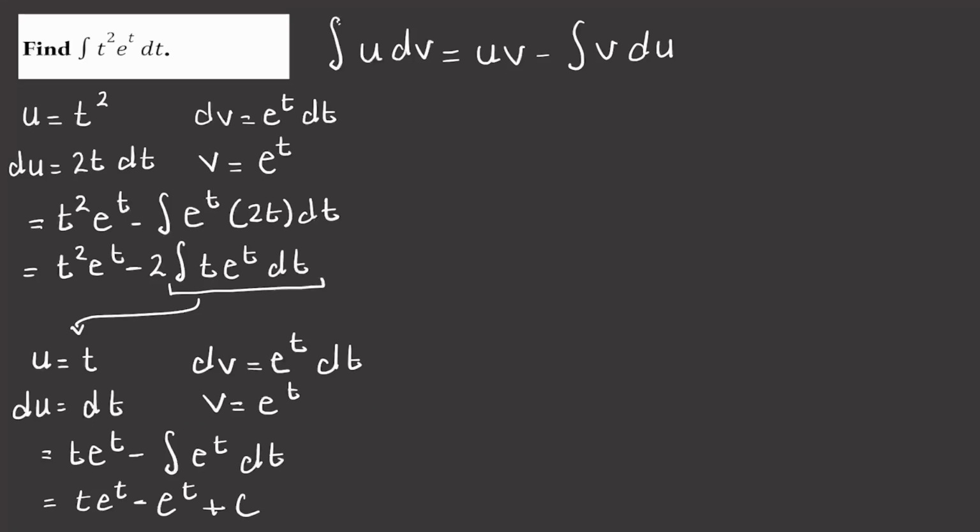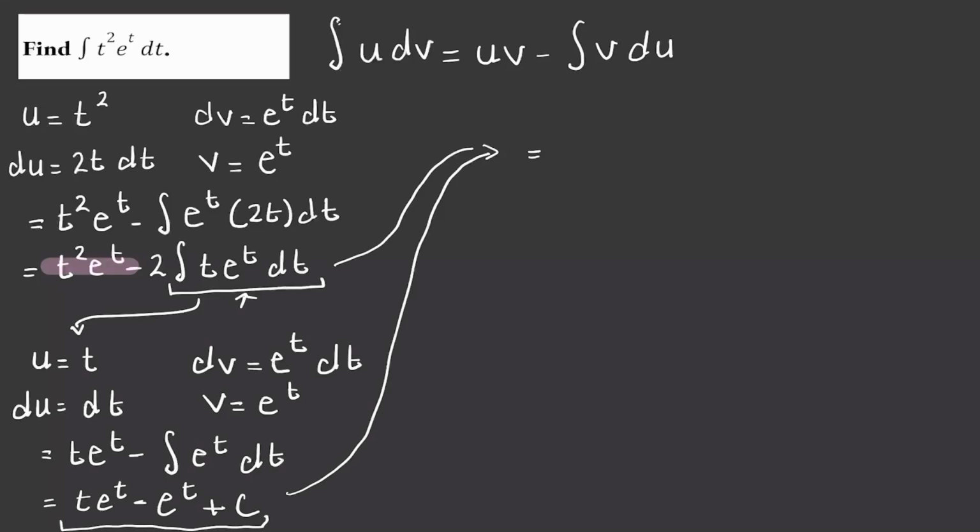Now this is not our final answer because whatever we obtained here is just the integral of this part right here. So now putting these together as our answer, we would obtain the first part of the first integral, which is t squared e^t minus 2. And now I'm going to open a parenthesis, and whatever I obtained from the second integral is going to go here. So t e^t minus e^t plus c.